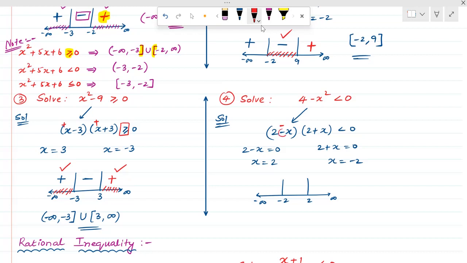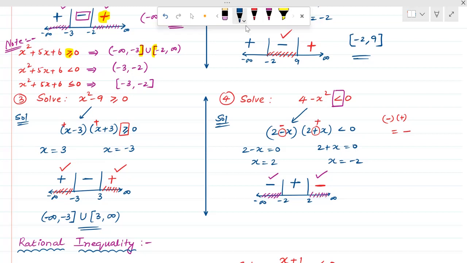Now see the sign here. The coefficient of x is minus in the first factor, the coefficient of x is plus in the second. So plus into minus becomes minus. Therefore, the starting sign will be minus. Alternate sign means it becomes plus, again minus. But what I need here is less than. Less than, you will have two intervals. What are they? Minus infinity to minus 2 and 2 to plus infinity.